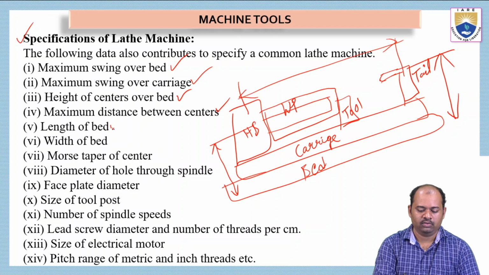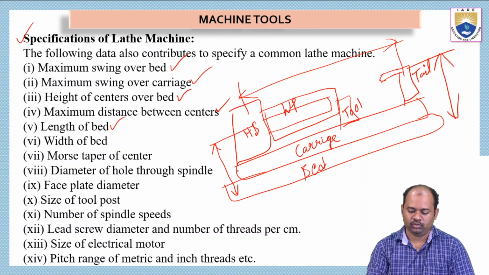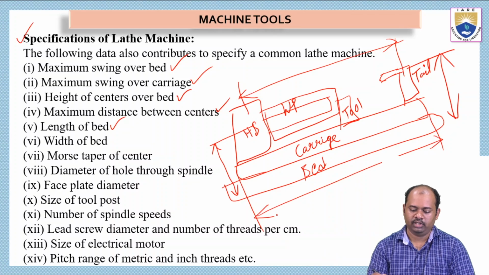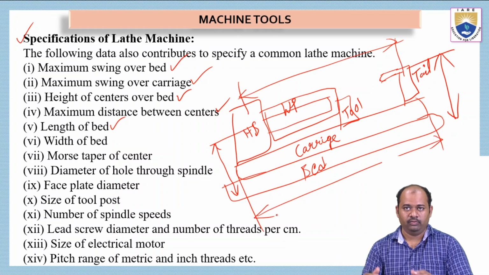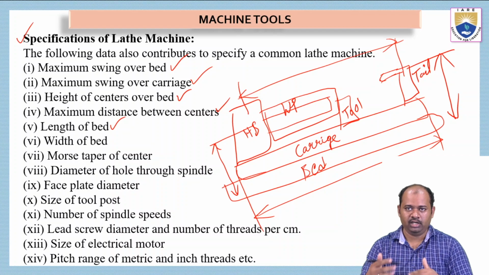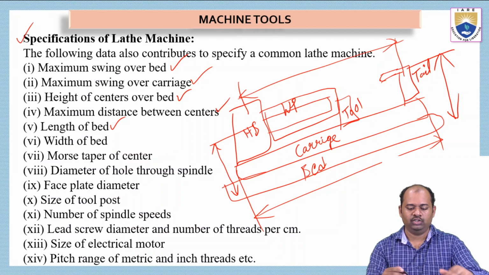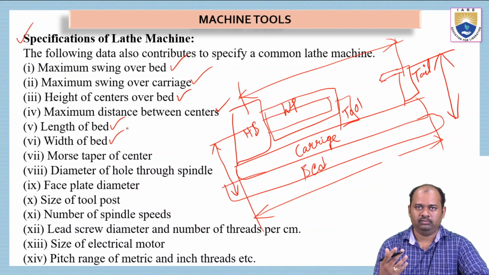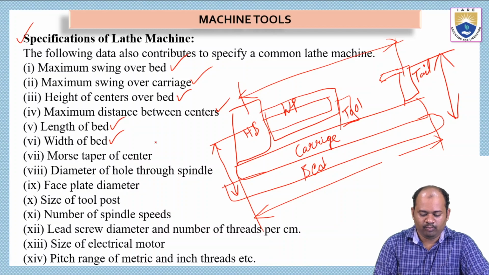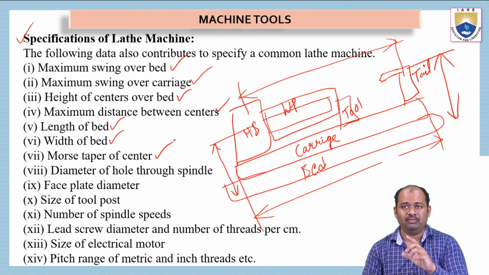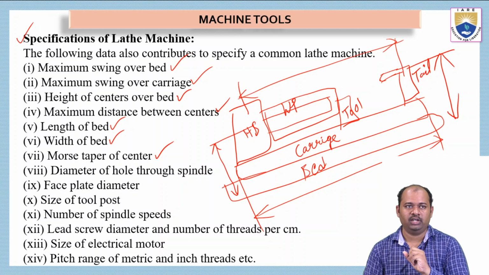And then we should have the length of the bed. So the length of the bed is taken from here to here, and then the width of the bed. The width of the bed in the perpendicular direction is also taken. Depending on the width of the bed, we can choose the type of workpiece that can be machined on it. And then Morse taper of the center. So the taper of the center is also taken into consideration.